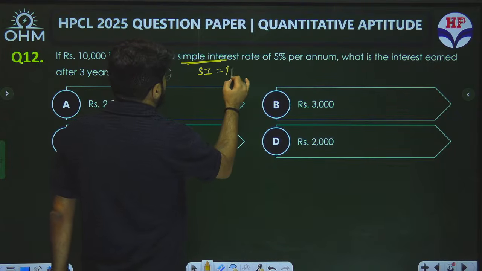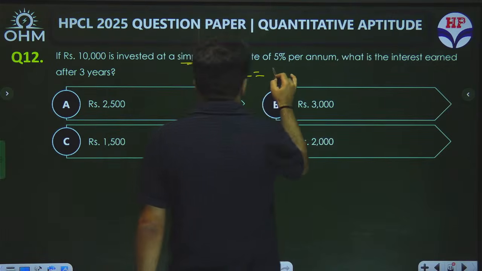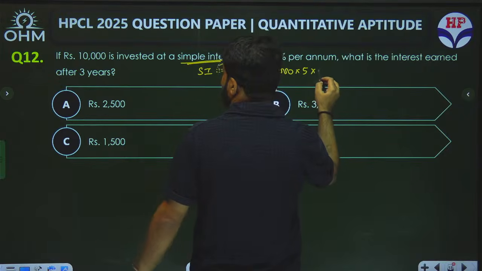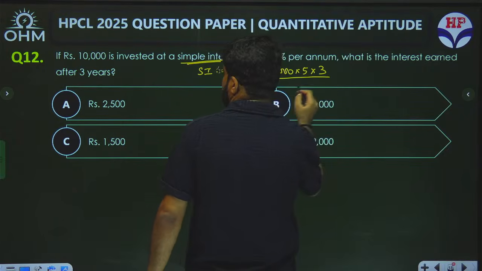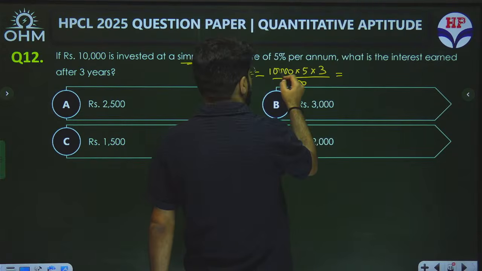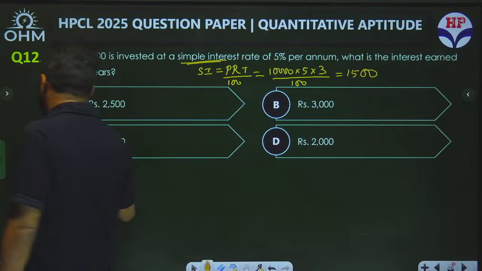Okay, it is given by PRT divided by 100. P is the principal, that is the sum invested, 10,000. Rate of interest 5. Okay, time, for how much time you want to calculate interest? After 3 years. So, time is 3. Divided by 100. So, it is 1500. Net value 1500, option number C.